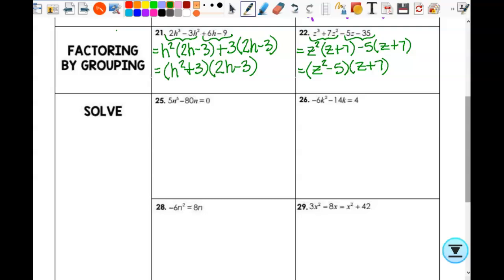Well, everything we've done so far has been an expression. It's not even an equation. If you don't have an equation, you can't solve it. Make sense? You have to have an equal sign to be able to solve it. And just because you have an equal sign doesn't necessarily mean you want to solve it, but these directions say solve, so that's what we're going to do.